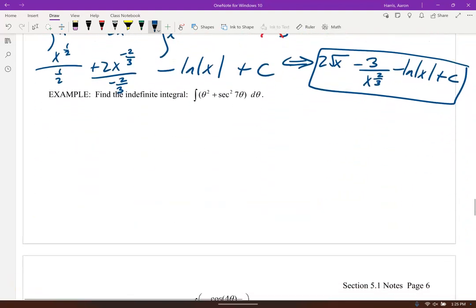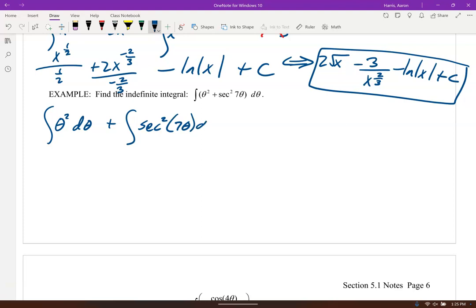All right, this next one I'm going to split up as theta squared d theta plus the integral of secant squared. So I'm looking on my formula sheet, I would find the integral of the secant squared du, and that is just tangent. Because remember the derivative of the tangent is secant squared, remember that? So the integral of secant squared would give us tangent, right?